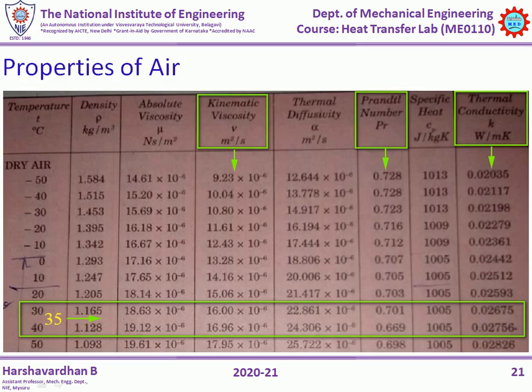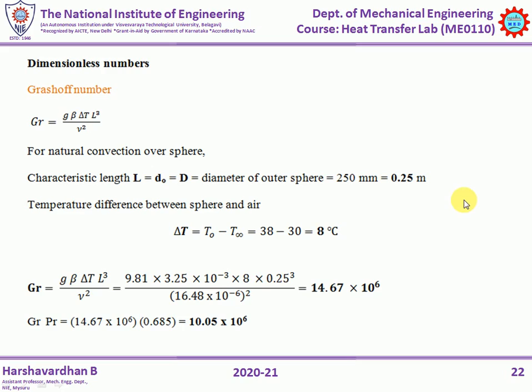Here you can see the properties of air given for different temperatures. We are interested in the properties of air at 35 degrees centigrade. But in the data handbook, properties are available only at 30 degrees centigrade and 40 degrees centigrade. Therefore, by taking the average of the properties at 30 and 40 degrees, we can get the corresponding properties for 35 degrees centigrade. So we note down the kinematic viscosity, the Prandtl number and the thermal conductivity for air at 35 degrees centigrade.